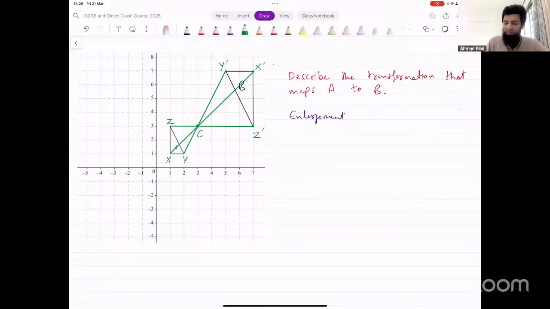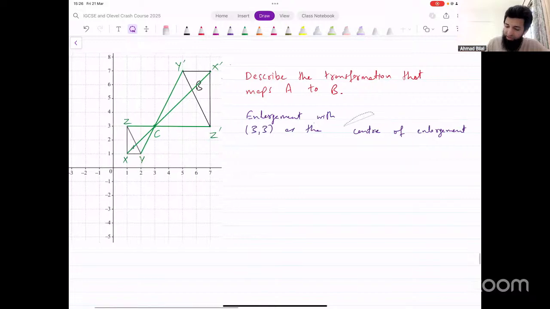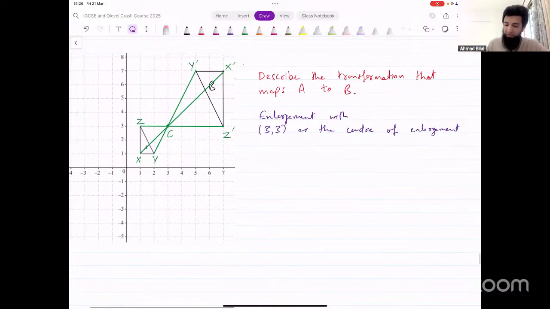Okay, so now we can say it's an enlargement with this point. It has coordinates 3 and 3. 3, 3 as the center of enlargement. Okay, so you write that it's an enlargement, then you write that 3, 3 is the center of enlargement. That's the second thing that you need to write down.